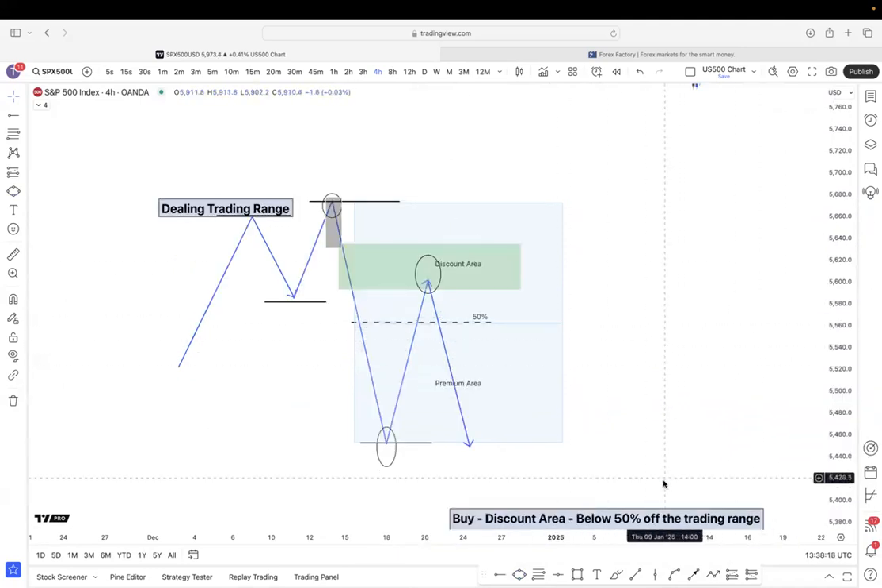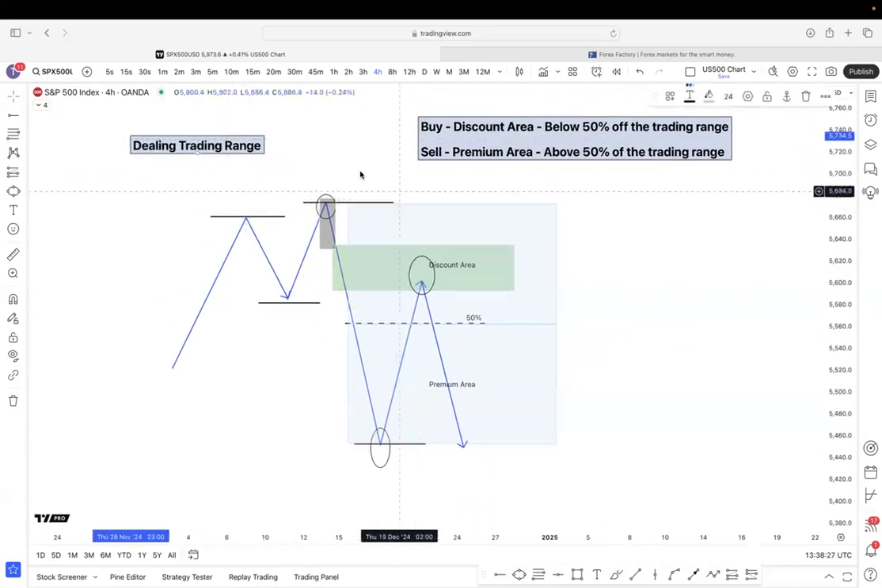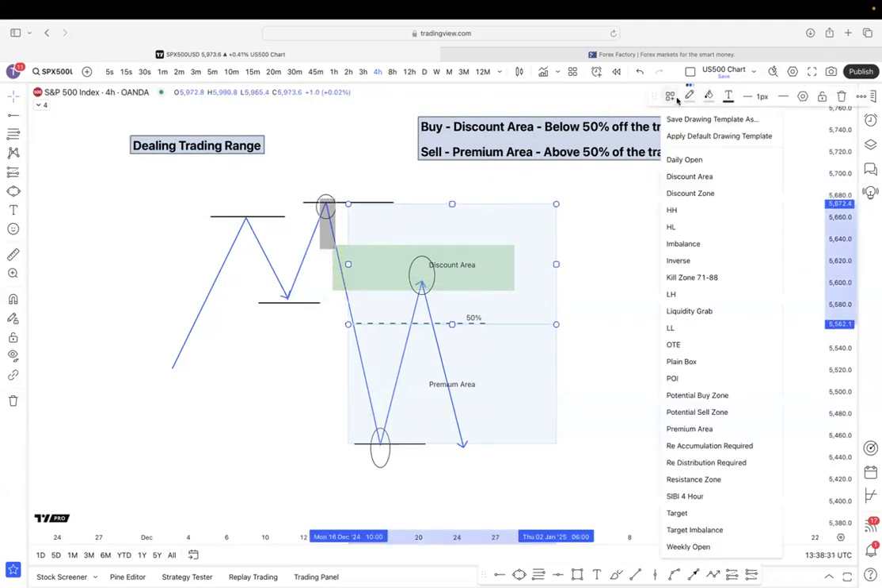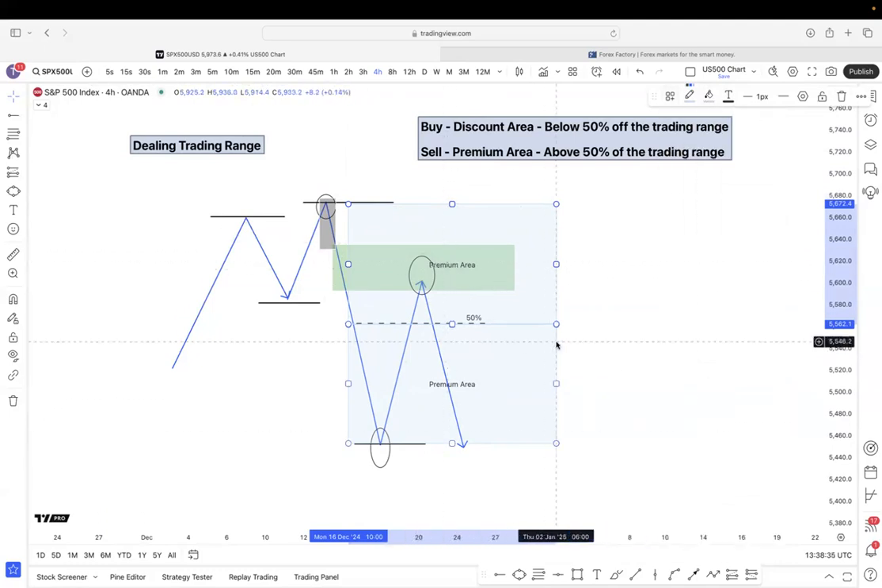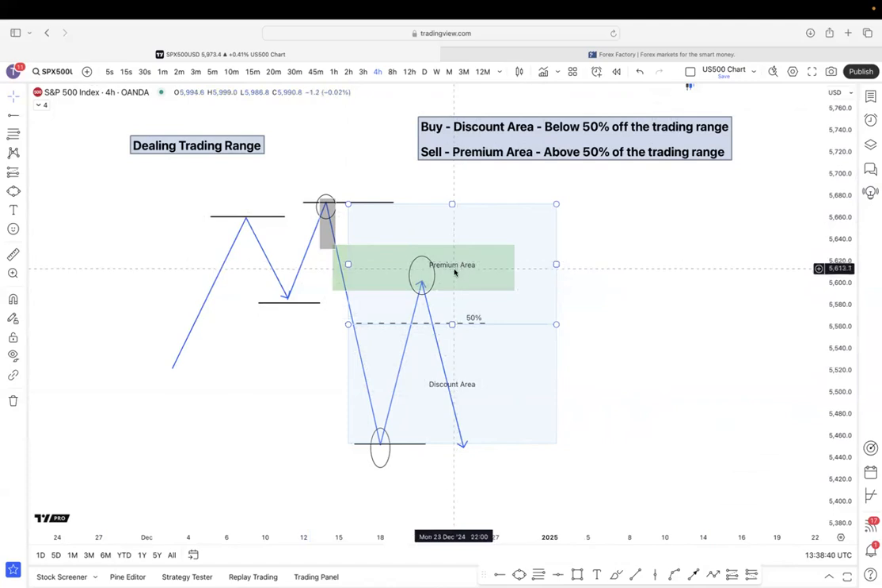Again, let's flip this back right here. And let's just change this back because now we've flipped this. This is a bearish example. We are not looking for price action to come into a discount area in a bearish market. We are looking for price to come into a premium area. And this is actually now flipped.